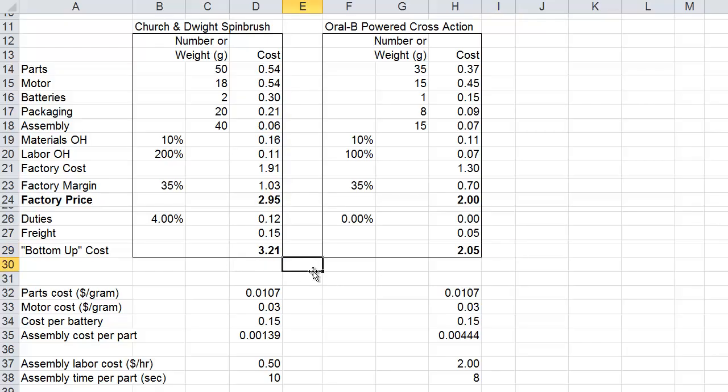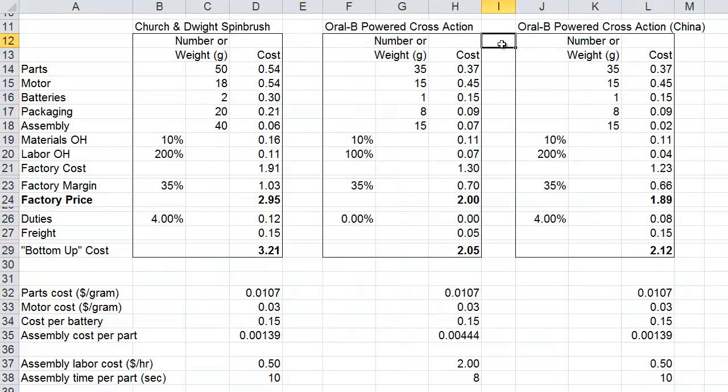Now, let me make a few observations. The first observation I want to make is that I could, of course, take that same design and produce it in China. And I'd like to show you what happens when you do that. If I take the parameters from production in China and I apply it to the design for the Oral-B cross-action, it's actually more expensive to assemble it in China. It's $2.12 as opposed to $2.05.